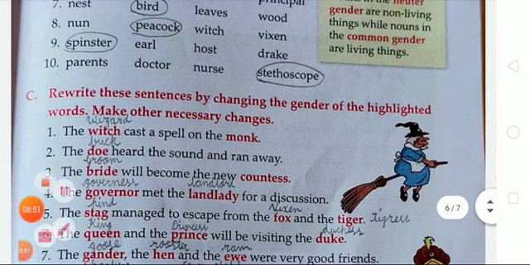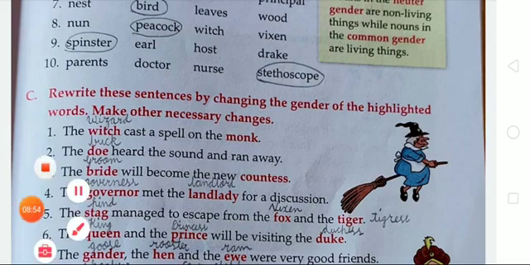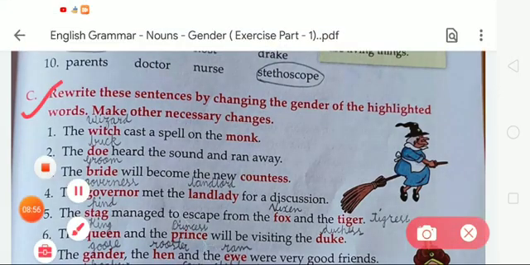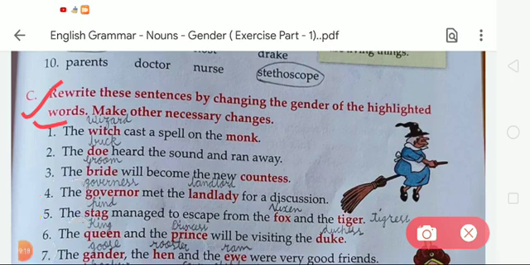What will we do in this exercise C? Rewrite these sentences by changing the gender of the highlighted words, and make other necessary changes. So here we are going to change the gender of the highlighted word, and we also make the other necessary changes. In first you can see: the witch cast a spell on the monk. So we have to change both words. First is witch and second is monk. So what will we do?